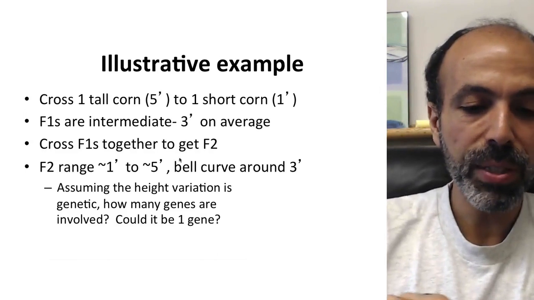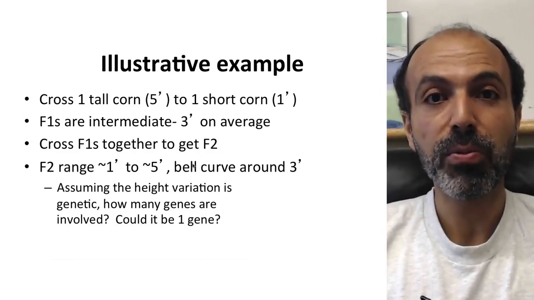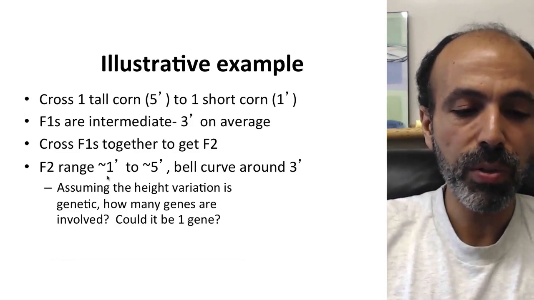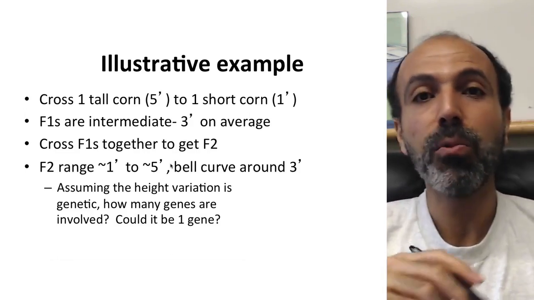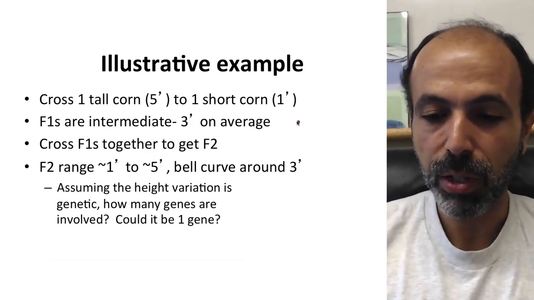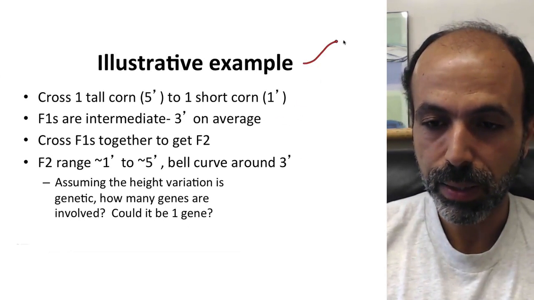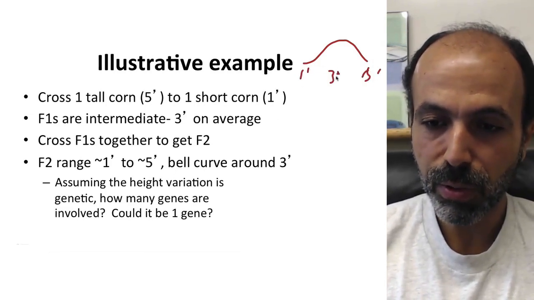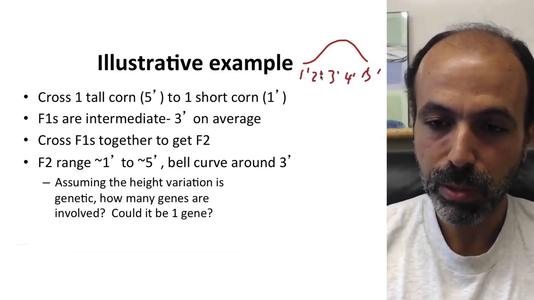Now we cross the F1s together to get an F2, which is just the offspring from a pair of F1s. Let's say the F2s show a range from 1 foot to 5 feet, so they recapitulate the range seen in the parents. We get something like a bell curve around 3 feet. Here's 1 foot, here's 5 feet. We get a lot of 3 feet ones, some 4 feet ones, some 2 feet ones.